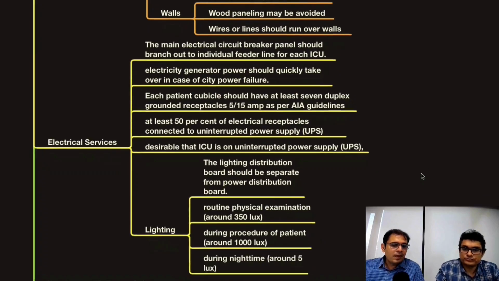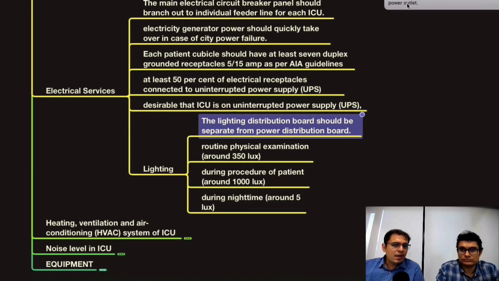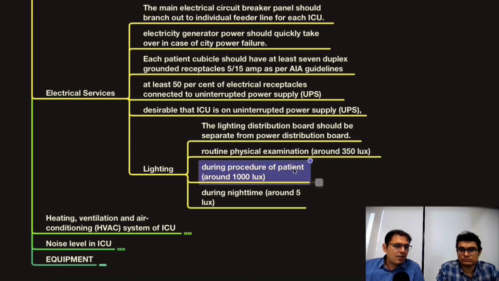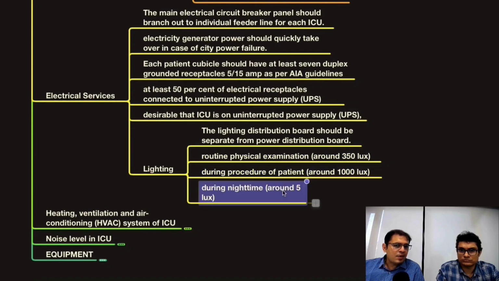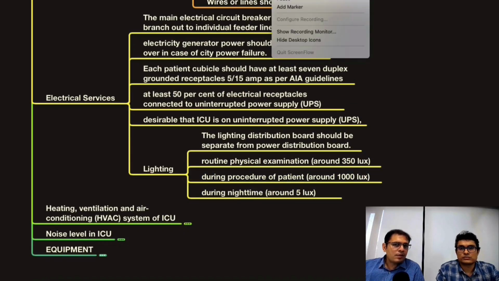Even the lighting should be separate from the power distribution board. And for routine, for example, how much light you require: for a routine physical examination, at least 350 lux is required. For a routine procedure on the patient, at least 1000 lux is required. While in the night time, there should be only 5 lux of light. Okay. Nice.